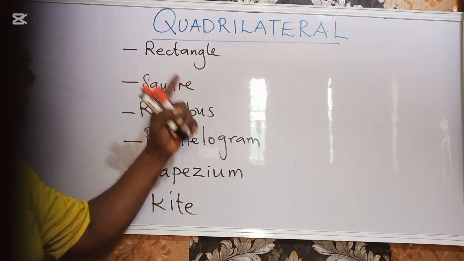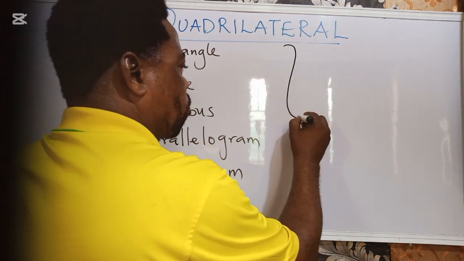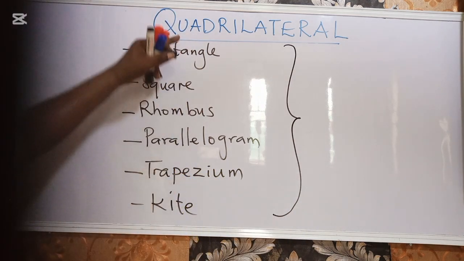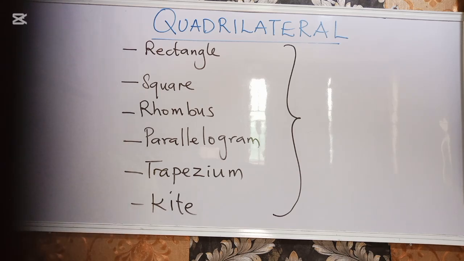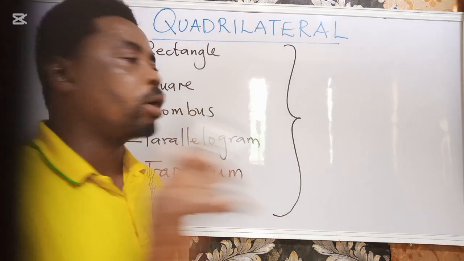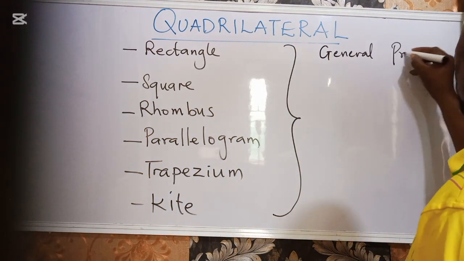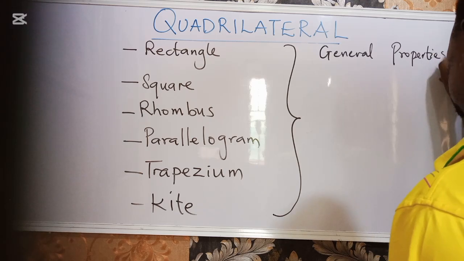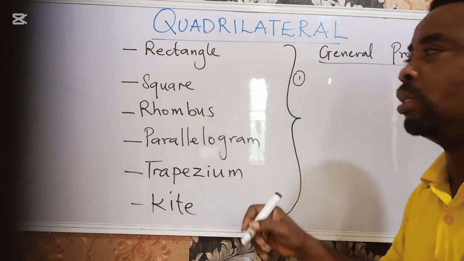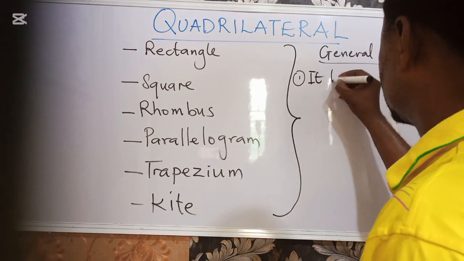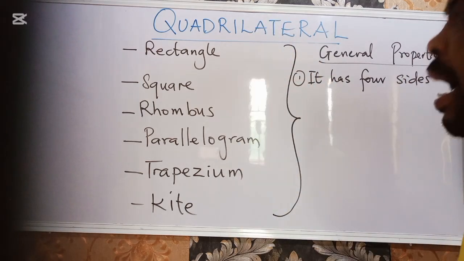Now let us start picking them one after the other. Before I pick them one after the other, I want you to know the properties that are common to all these six of them. There are properties that all of them share together. We call them the general properties of quadrilaterals. Number one, it's in their definition: it has four sides. So all quadrilaterals have four sides.